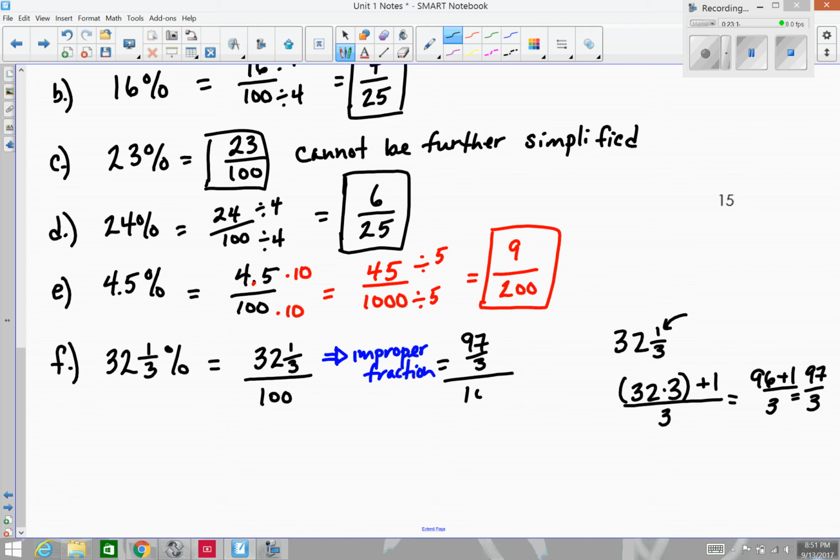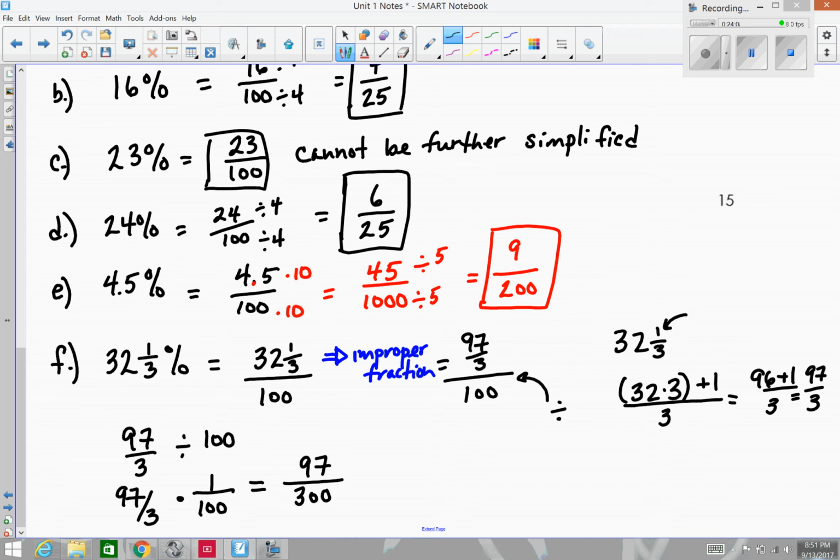but all of that is being divided by 100. Now, this fraction bar is the same as a divide by sign. So I'm going to rewrite this as 97 over 3, my improper fraction, divided by 100. And now I can think of this as a division problem where I keep the 97 over 3, change my divide by to a multiplication, and multiply by the reciprocal of 100, or 1 over 100. To do that, I multiply numerators. I get 97, and I want to divide that by 3 times 100, or 300. And that does not simplify further, so that is my fractional equivalent to 32 and 1/3%.